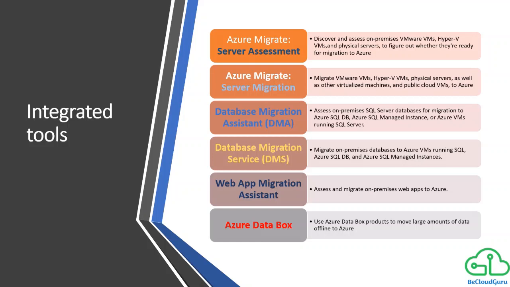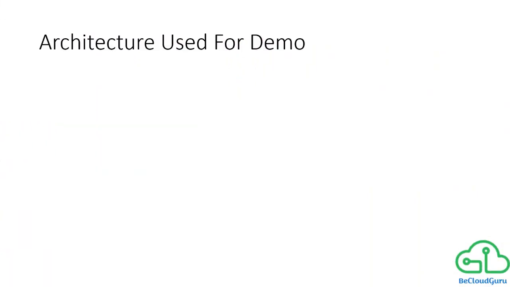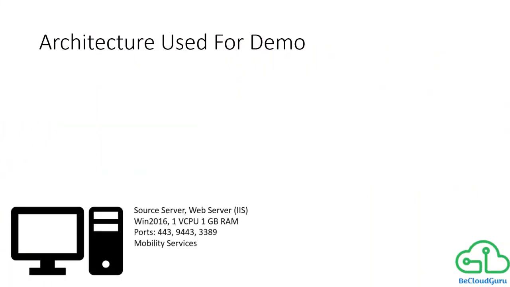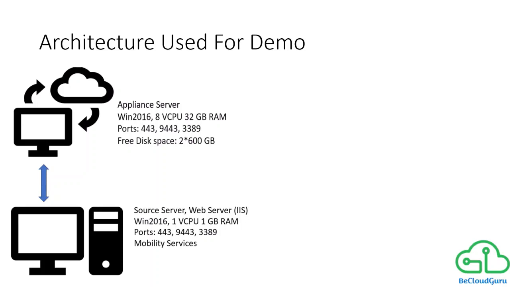So guys, this is all about the Azure Migrate tool. Now I'll discuss the kind of architecture we are going to use for this particular demonstration. We have a web server or IIS server, which is Windows 2016. It's a small server with 1 CPU and 1 GB of RAM, and we would be migrating this server to Azure. And we would also have an appliance server, which is Windows 2016.